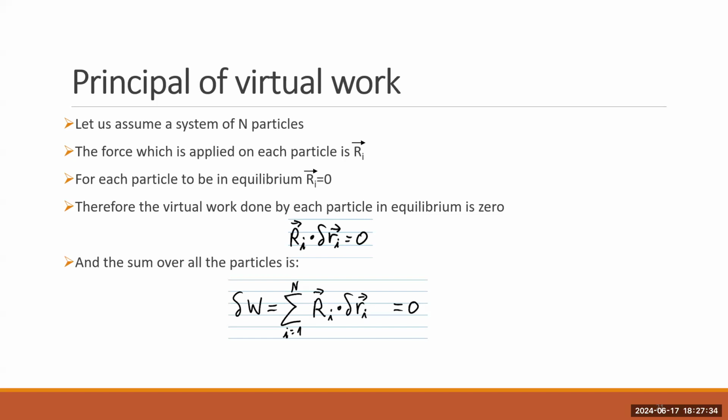Therefore, the total sum of work that was done on all the particles is simply the sum of the force multiplied by the virtual displacement. And in order for the whole system to be in equilibrium, this must also be 0, because each one of them has to be in equilibrium.